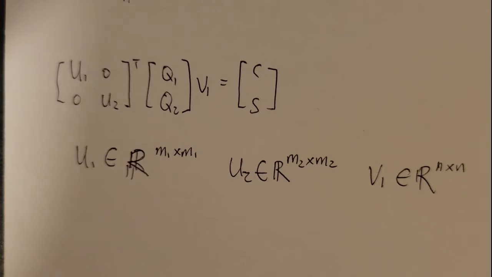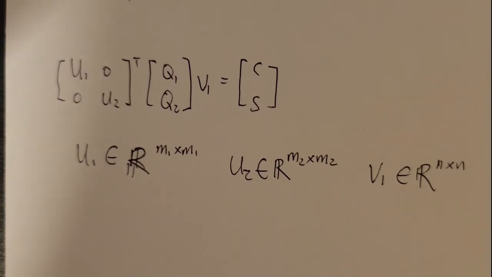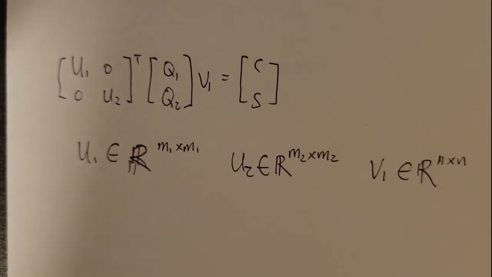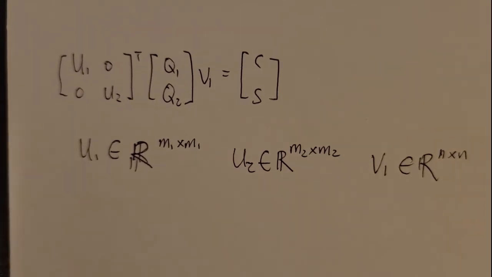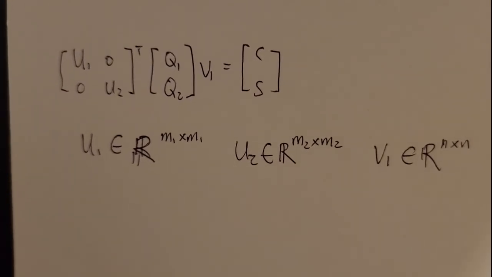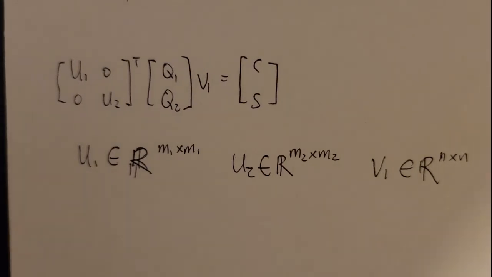Cosine sine decomposition states that if the columns of Q are orthonormal, then you have orthogonal matrices U1, which is a square matrix of m1 by m1, and U2, which is also an orthogonal matrix of size m2 by m2. And you have an orthogonal matrix V1, which has a size of n by n. And if you multiply what is written on the left side of the equation, you get the right side of the equation, which is partitioned into two parts.